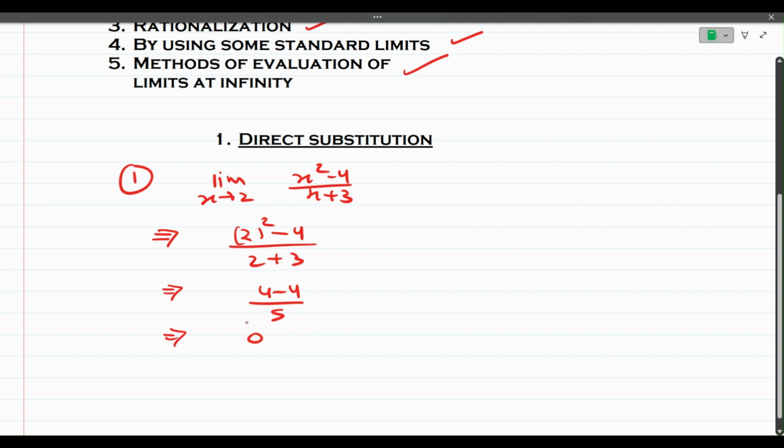Here we are not getting any indeterminate form by substituting. So this limit can be solved by direct substitution. So in direct substitution, limit x tends to a, f of x is equal to f of a.